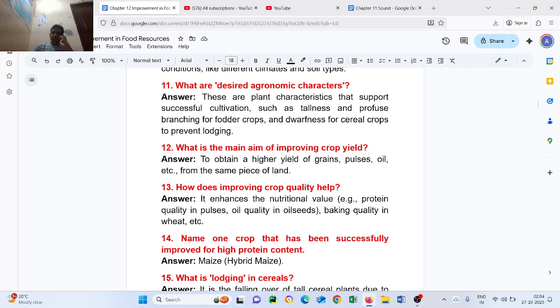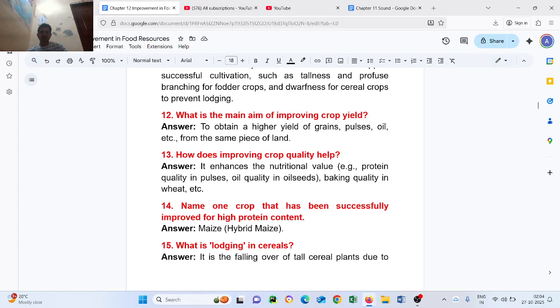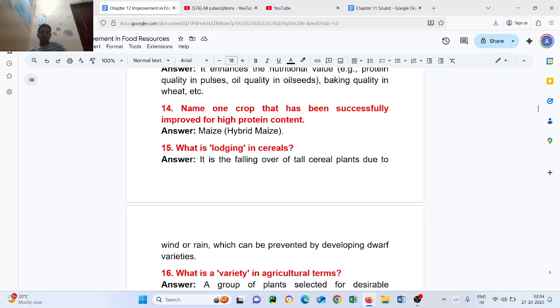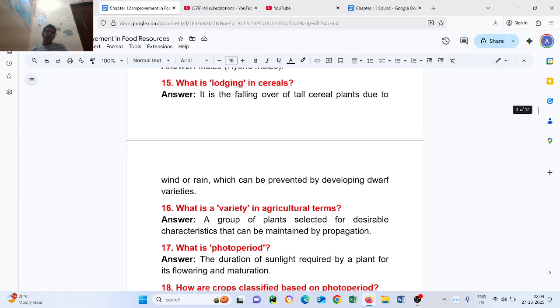Question number 14: Name one crop that has been successfully improved for high protein content. Maize, hybrid maize. Question number 15: What is lodging in cereals? It is the falling over of tall cereal plants due to wind or rain, which can be prevented by developing dwarf varieties.